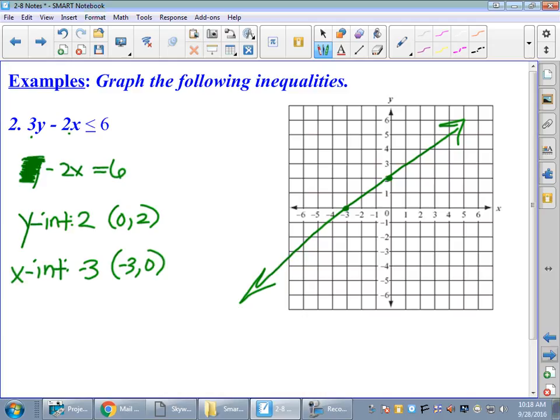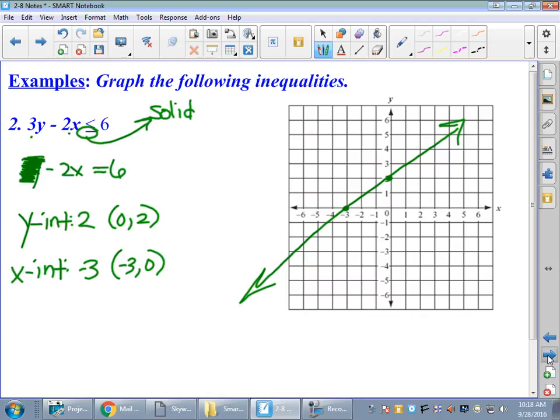I notice that up above, this line right here represents equals to. So that means my boundary is going to be solid. So I'm not going to break that line. And now I've created 2 boundaries. I have a boundary above that green line and below that green line.